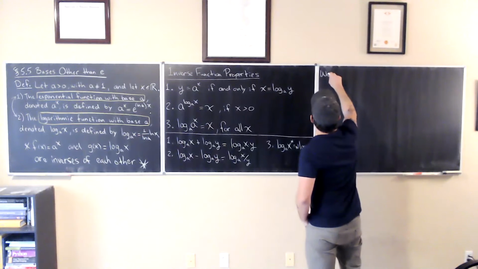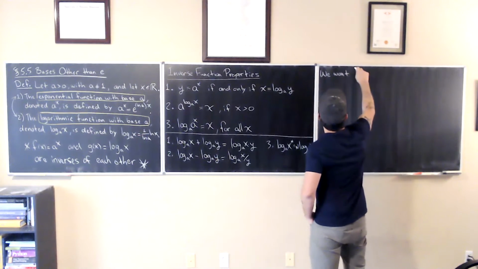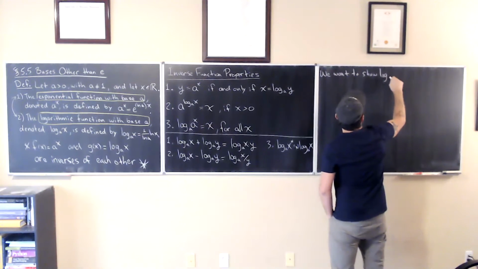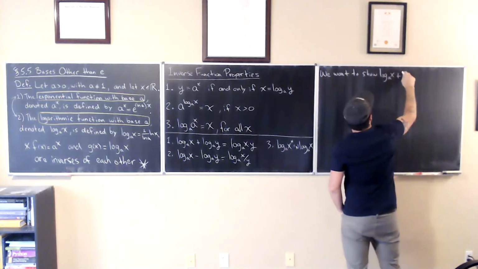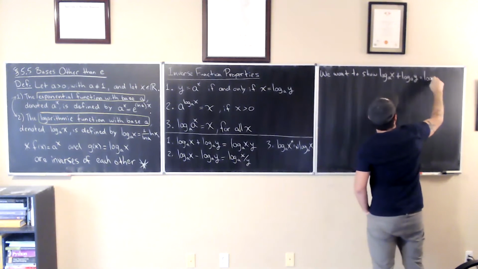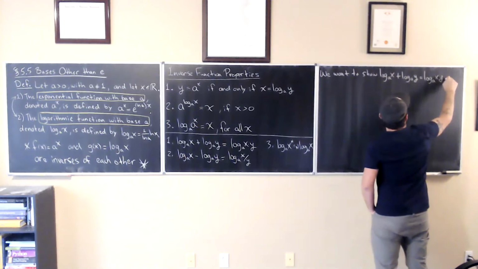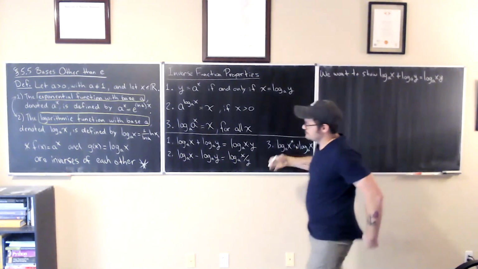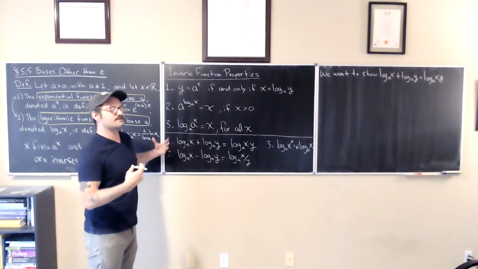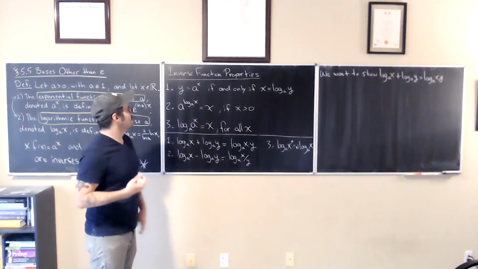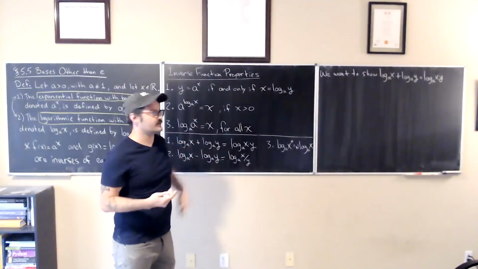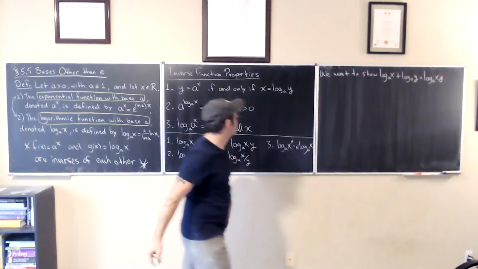So what do we want? We want to show that log base a of x plus log base a of y is equal to log base a of x times y. That's what we want to show. We're trying to justify why this is true to ourselves, as if we were being inquisitive and you weren't just taking my word for it. This is just a property of being an inverse. This is literally the definition of the inverse function, and because these are inverses, they must satisfy this.